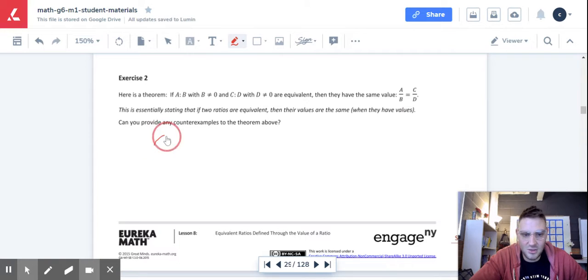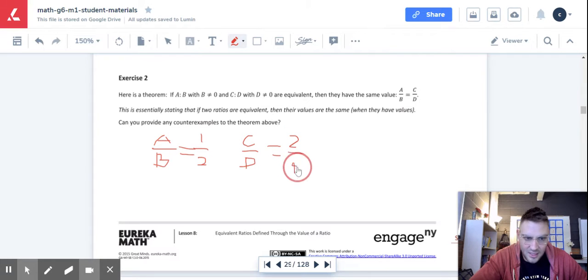And the truth is that you can't, because A over B, if we were to put in 1 over 2, and then we put in C over D, if they are equivalent, then this is also going to be 2 over 4.